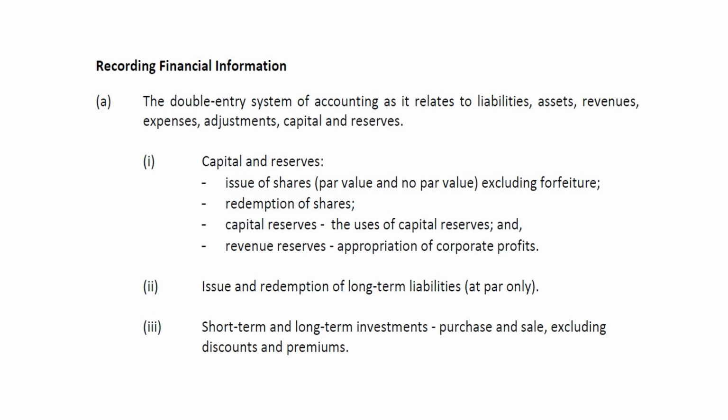Recording financial information, the fourth topic. Okay, the double entry system of accounting as it relates to liabilities, assets, revenue, expenses, adjustments, capital, and reserves. Okay, now the aspect of the double entry system that you be examined on here is not T accounts, it's the journal entries. You have to be able to do these items here, journal entries for them, make the calculations and write out the journal entries.